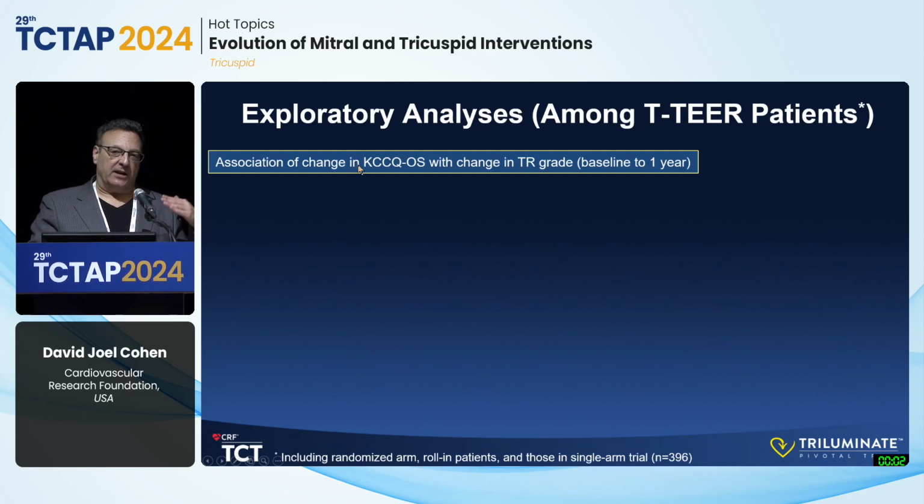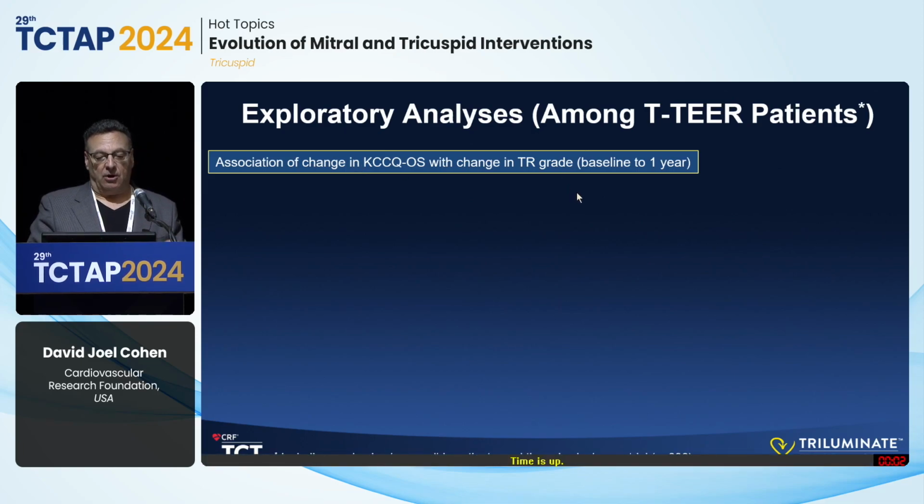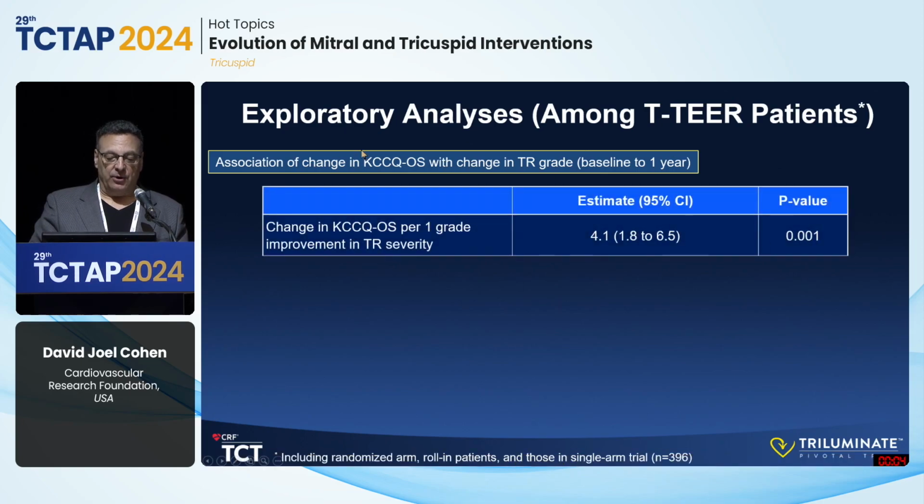The first thing we looked at was the relationship between the change in the KCCQ and the change in the TR grade between baseline and 1 year. What we saw in this analysis, after controlling for other covariates, is that for every 1 grade improvement in tricuspid regurgitation grade, there was a 4-point improvement in the KCCQ. If you had a patient who started out with torrential TR and they went down to moderate, that's a 3-grade improvement. We would expect on the basis of these data that they would get about a 12-point improvement in their KCCQ, which is a moderately large improvement.